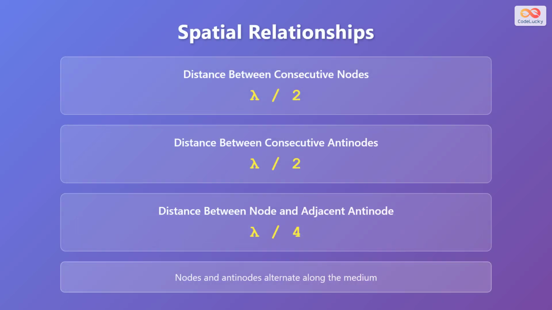The spacing between nodes and antinodes follows precise mathematical relationships. The distance between two consecutive nodes is always λ/2, where λ represents the wavelength. Similarly, the distance between two consecutive antinodes is also λ/2. However, the distance between a node and its adjacent antinode is λ/4. This regular spacing creates the characteristic repeating pattern of standing waves, with nodes and antinodes alternating throughout the medium.